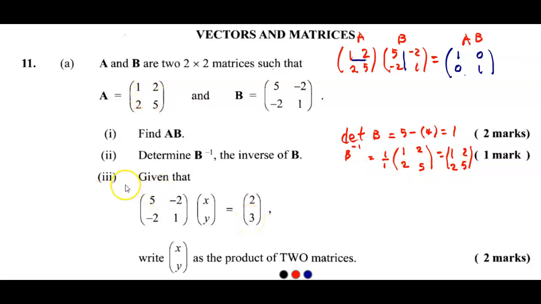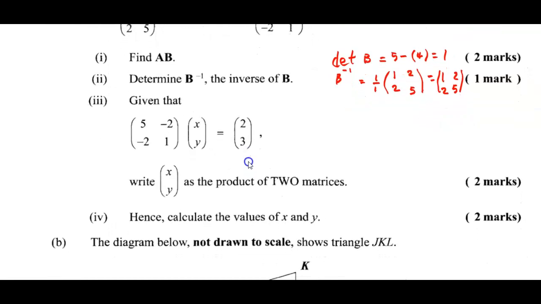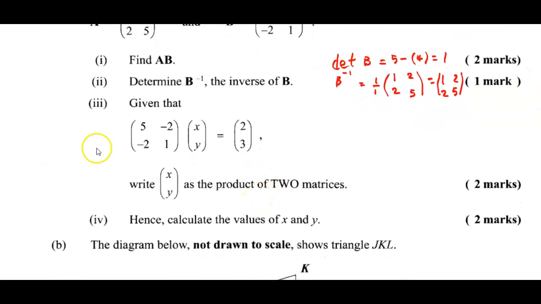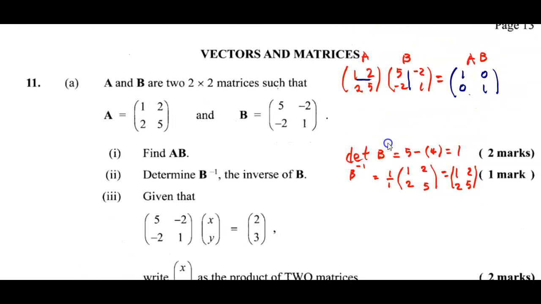Now it says, given that we have the matrix B times xy is equal to 2, 3, we want to write xy as a product of two matrices. So we have the matrix B. We note that the inverse of B was just this. So we're going to have the matrix B times its inverse, and when we multiply it, this is what we get. And this behaves like 1. So 1 times xy would just give us xy.